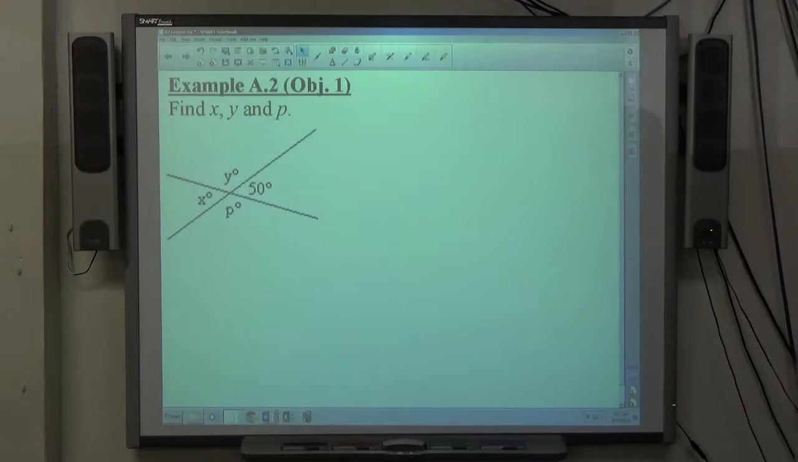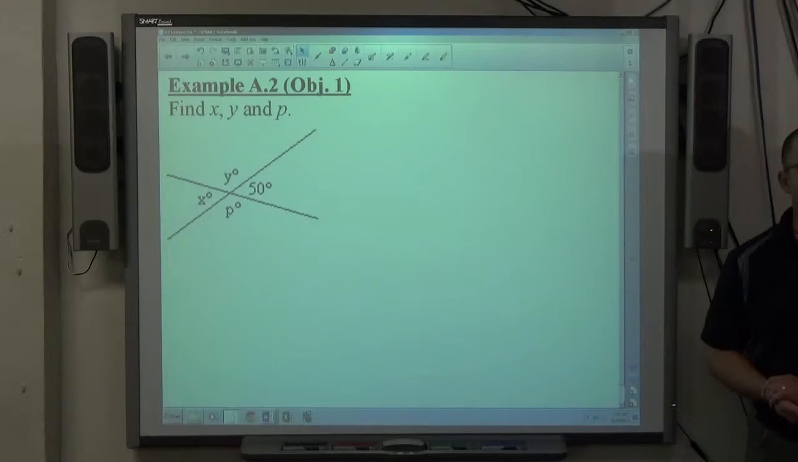Okay, example 2 says to find x, y, and p, and what we have here are two intersecting lines. If you see something that looks like a line, it's a line. That's one thing that can be assumed in a geometric problem. You can't assume a right angle.